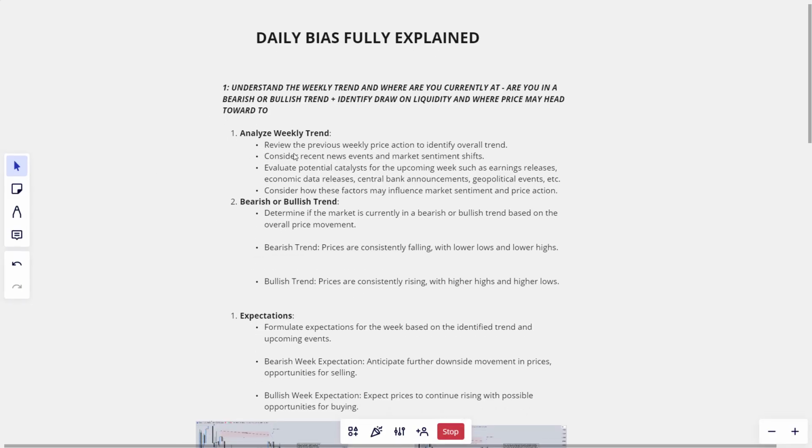Analyze the weekly trend. Review the previous weekly price action to identify the overall trend. Consider recent news events and market sentiment shifts. Evaluate potential catalysts for the upcoming week, such as earnings releases, economic data releases, central bank announcements, etc. All this right here is what we do for our weekly outlook.